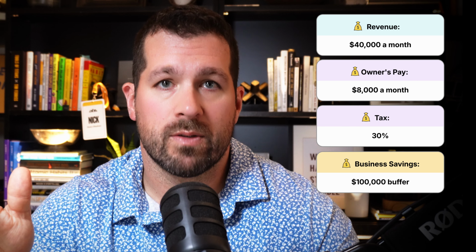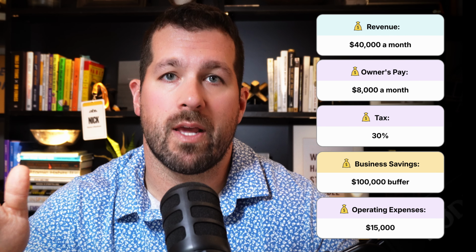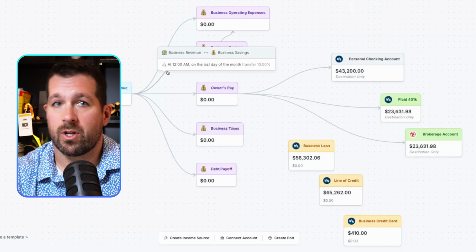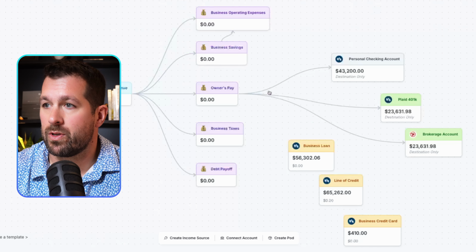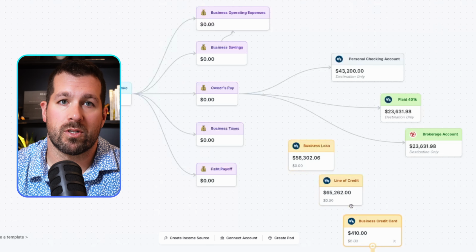They want to build and maintain that $100,000 buffer in the business savings account and ensure that we always have that $15,000 in the operating expense account. We're also going to add in the $15,000 a month that is going to go towards the business line of credit. So you can see I've added in a few liabilities that they have here, a business loan, a line of credit, and a business credit card.